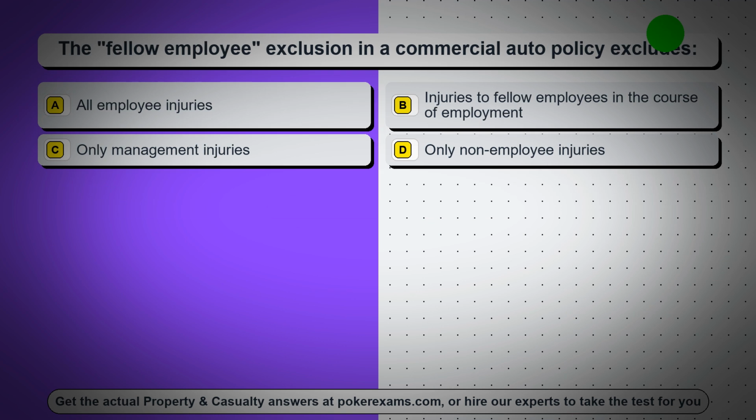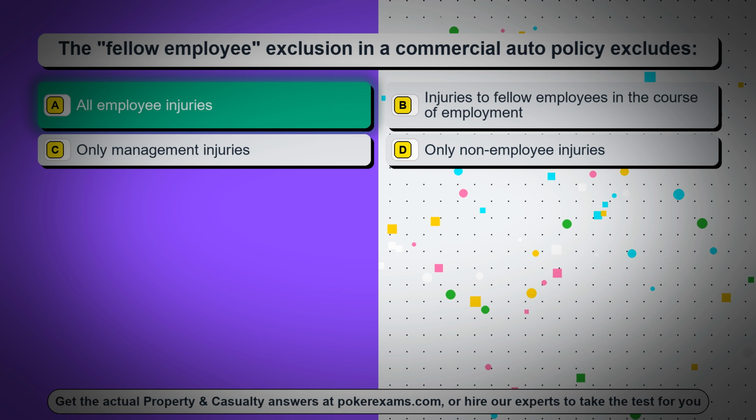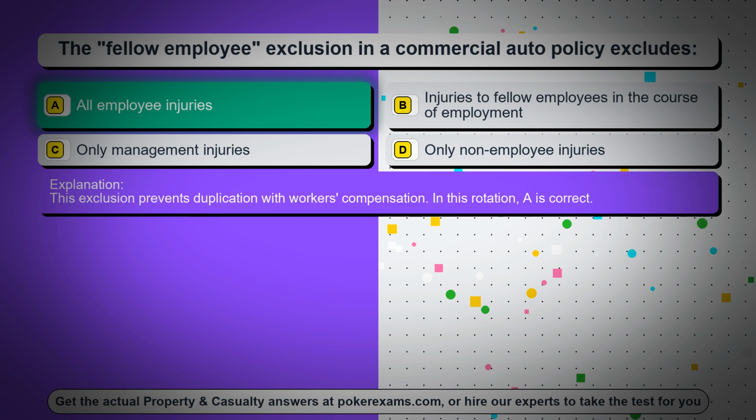Question 68. The fellow employee exclusion in a commercial auto policy excludes, option A, all employee injuries, option B, injuries to fellow employees in the course of employment, option C, only management injuries, option D, only non-employee injuries. The correct answer is option A, all employee injuries. This exclusion prevents duplication with workers' compensation. In this rotation, A is correct.